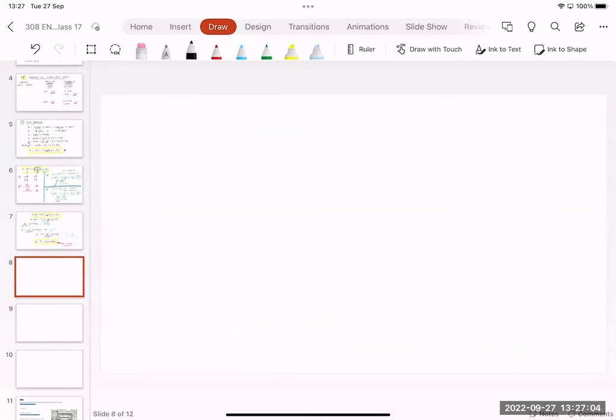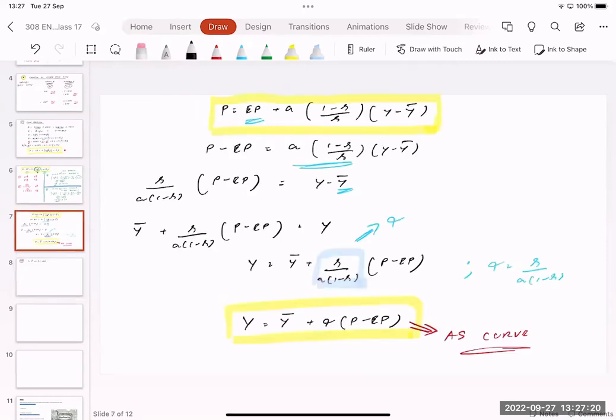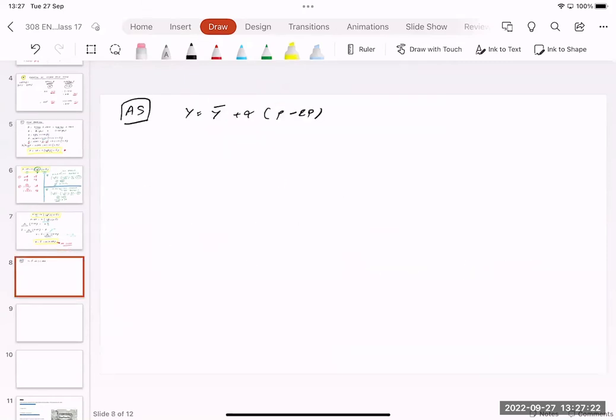And then right now we can draw the aggregate supply curve. That comes from the equation Y equal to Y bar plus alpha (P minus EP). Just bring it here. Now we're gonna start to construct the graph. On the horizontal axis, it's gonna be Y. On the vertical axis, it's gonna be P.